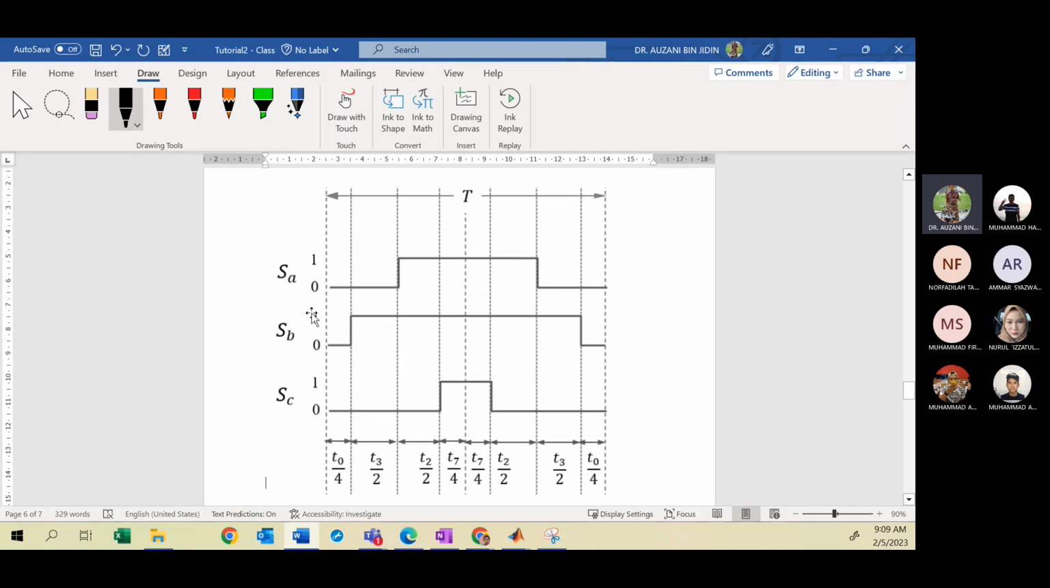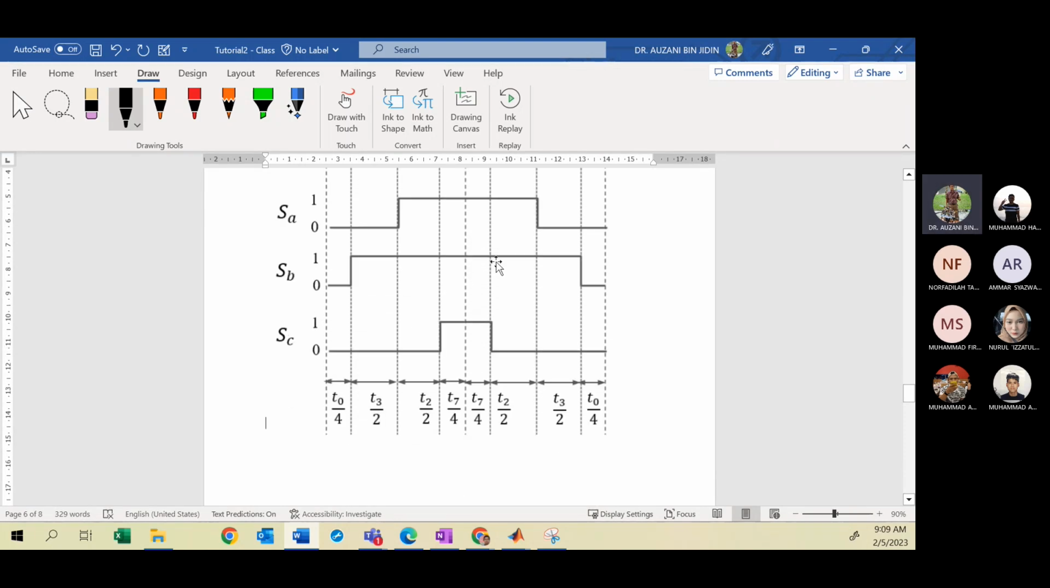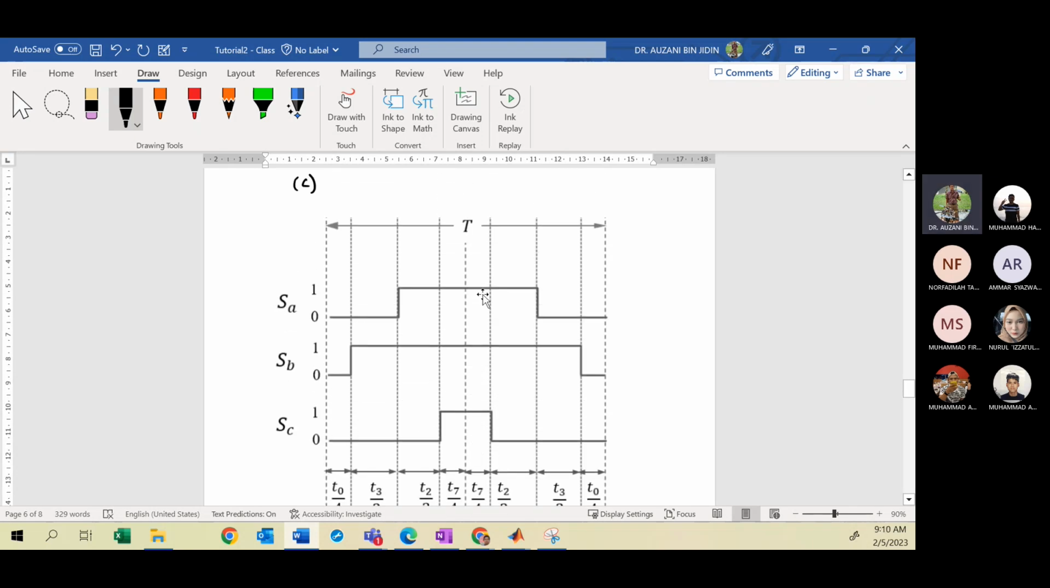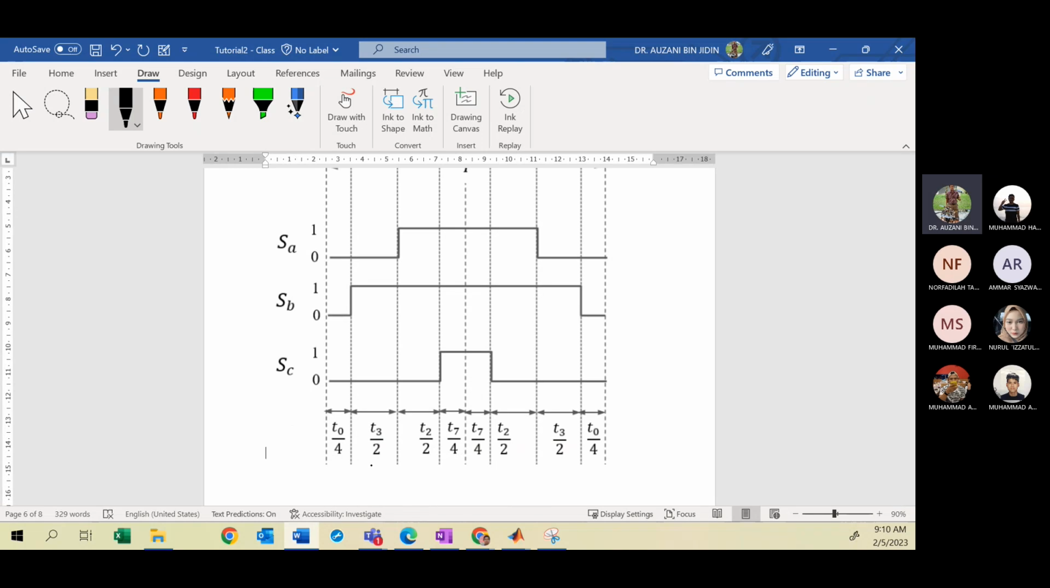Okay, you have to practice how to sketch the switching state waveform. Make sure you draw the projection lines to divide into 8 intervals, interval number 1 until 8. Then completely label the sampling period T and the waveforms SA, SB, SC. Indicate also the value, where your switching state can have two values, either 0 or 1. So please completely label the waveform. Then also include the timing information here: T0 divided by 4, T3 divided by 2.